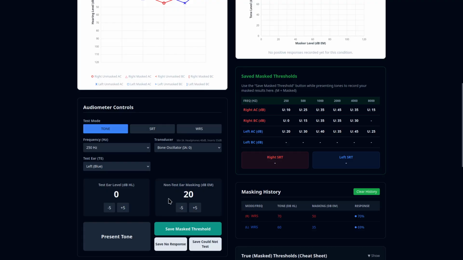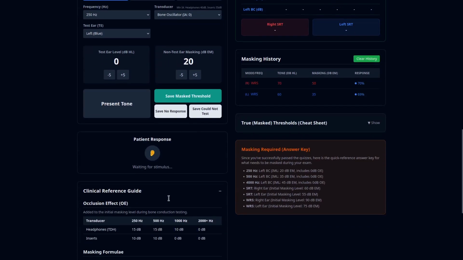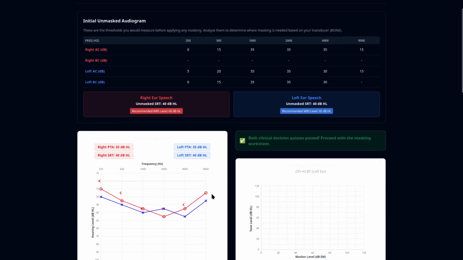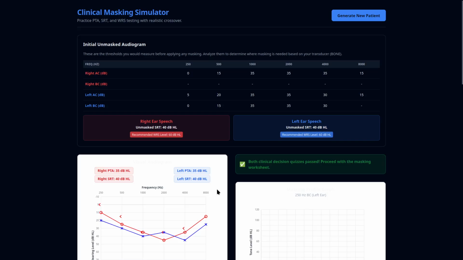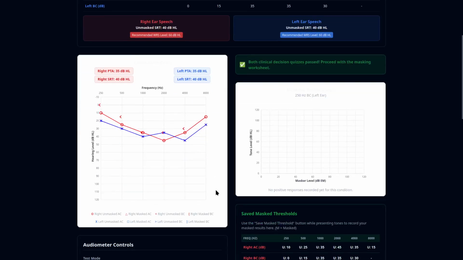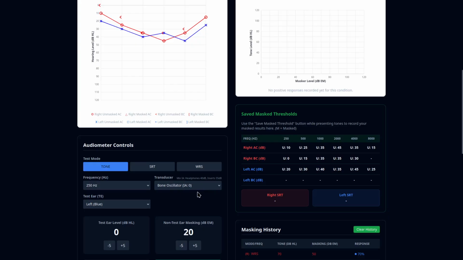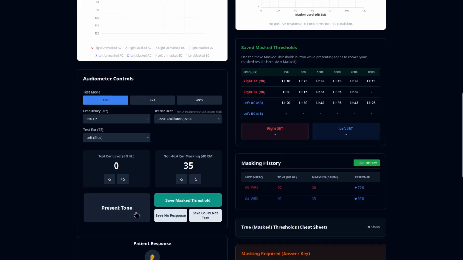But we got to add our occlusion effect for bone conduction testing. Occlusion effect for headphones is 15. And we are using headphones. We can go up here. I guess it disappeared, but headphones are what we're using. Or actually, it shows it right here. Headphones, right there. Yeah, so 15 dB for our initial masking level, presenting the tone.